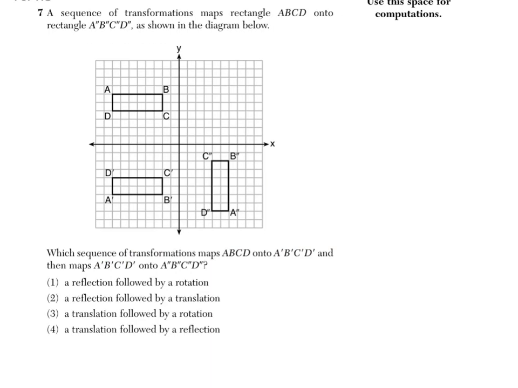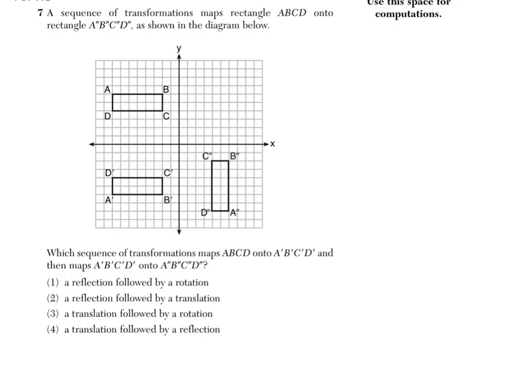Number 7. A sequence of transformations maps rectangle ABCD onto rectangle A double prime, B double prime, C double prime, and D double prime, as shown in the diagram below. Which sequence of transformations maps ABCD onto A prime, B prime, C prime, D prime, and then maps A prime, B prime, C prime, D prime onto A double prime, B double prime, C double prime, D double prime?